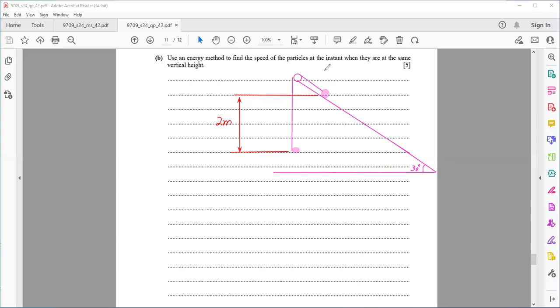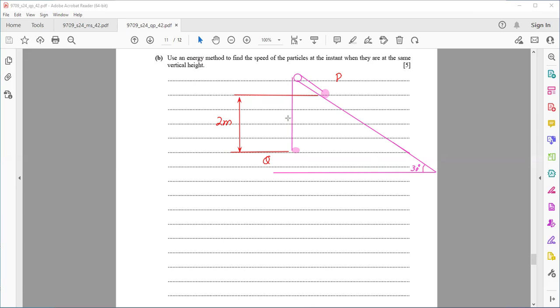Now that particle is P, that particle is Q. Now, when the particle moves to a certain vertical height, what will happen? Suppose this particle will reach over here. It's the green color. Okay, the particle will reach over here. I have to write with the green color over here, not red.